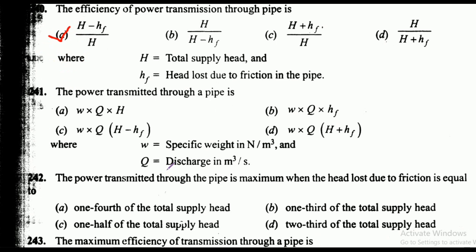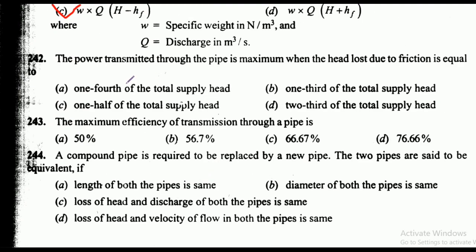Next is the power transmitted through pipe is. Here friends, there are the options where W is equal to specific weight in Newton per meter cube, and Q is the discharge in meter cube per second. So here friends, correct answer is option C, that is W into Q into bracket H minus small hf. Next is the power transmitted through the pipe is maximum when the head loss due to friction is equal to. Here friends, these are the options, and here correct answer is option B, that is 1/3 of the total supply head.